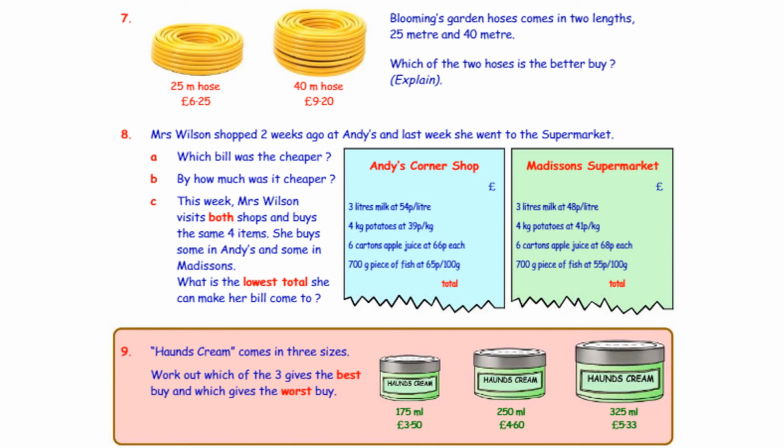So the idea being, Mrs. Wilson's shopped at both shops. She can now see where she can get her best value. So what is that best value? What is the lowest total she can make her bill come to? Okay, and number 9 is optional. Hound's cream comes in 3 sizes. Work out which of the 3 gives the best buy and which is the worst buy. So 9 is optional. If you feel like 7 and 8 is too much for today, I don't mind if you do them tomorrow. Okay, let me know if you've got any questions.